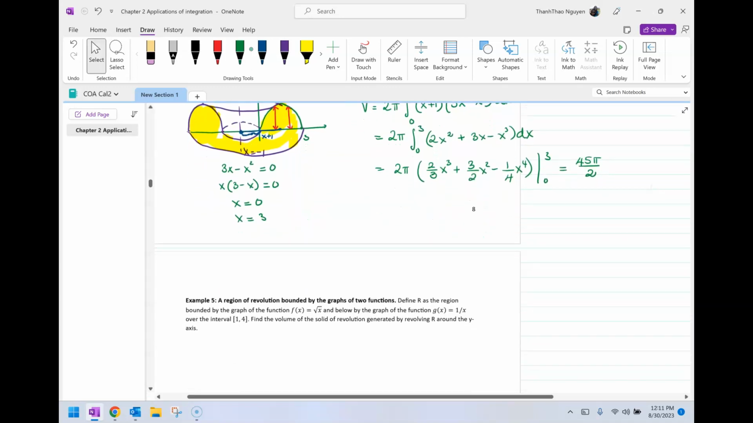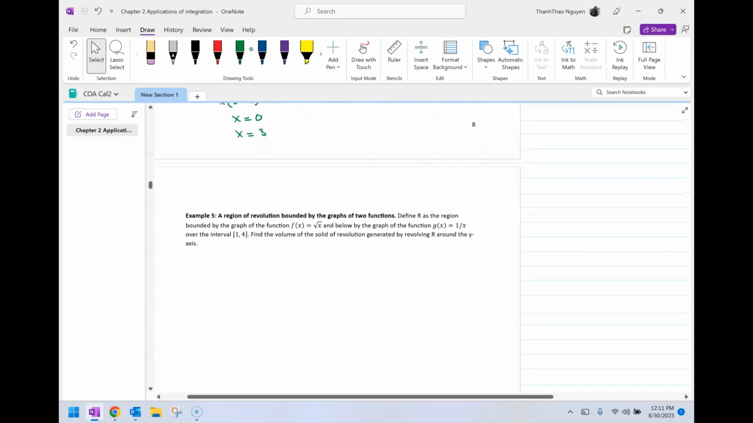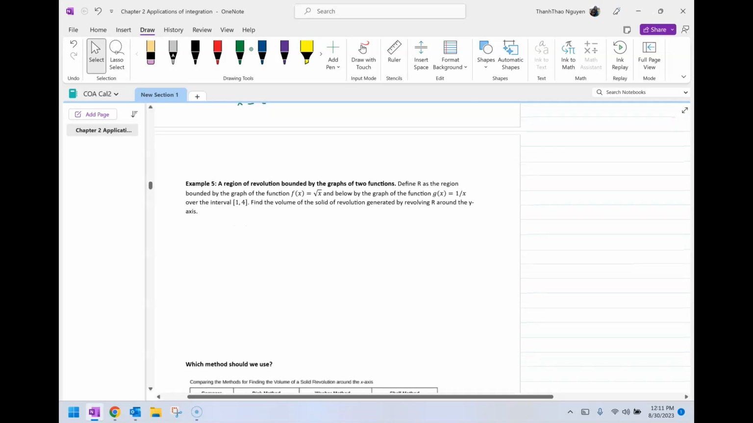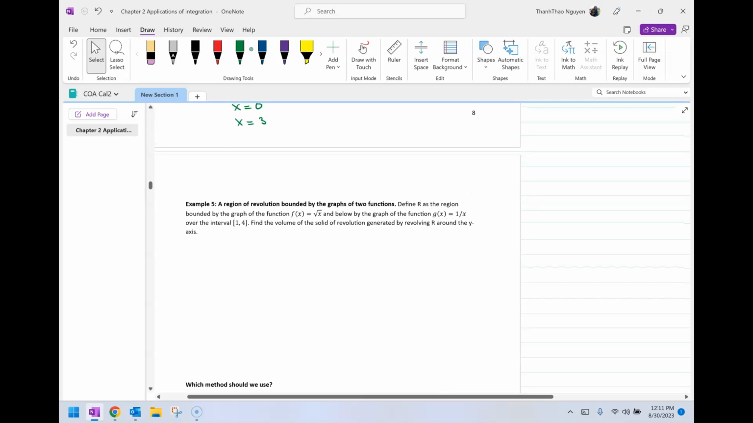In the next problem, we look at the region bounded by the graphs of two functions. R is defined as the region bounded above by the graph of the function f of x equals square root of x, and below by the graph of the function g of x equals 1 over x, over the interval 1 to 4, and we want to find the volume of the solid generated by rotating that region. So let's go ahead and draw the graph to see what it looks like.